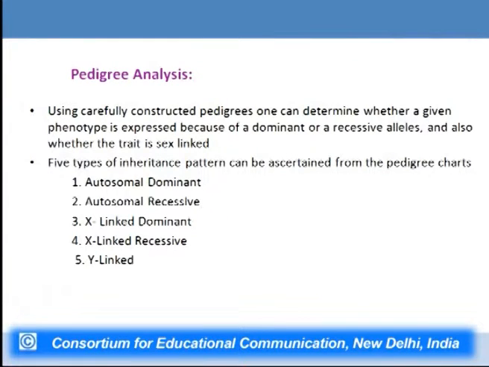Now, using carefully constructed pedigrees, one can determine whether a given phenotype is expressed because of a dominant or a recessive allele, and it can also be used to find out whether the trait is sex linked.